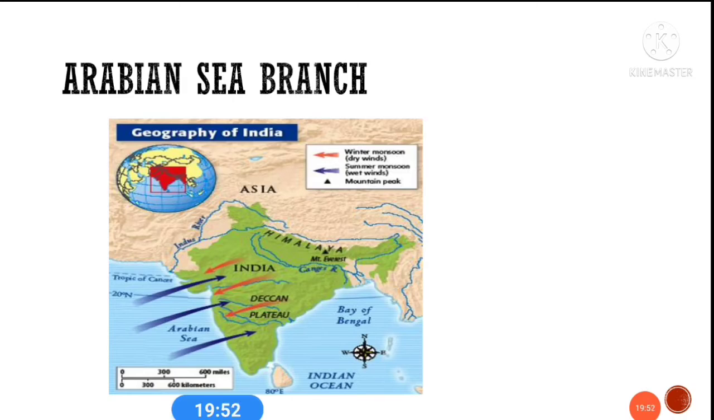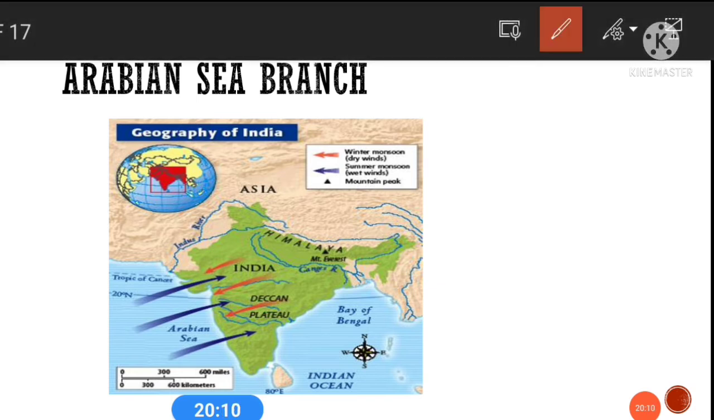States like Kerala, the first state to receive rainfall in this season. Very important to note, Kerala is the first state that receives rainfall due to the Arabian Sea branch. Now this rainfall decreases as one proceeds eastward. As you can see here, this is the Arabian Sea branch, and as it goes towards the eastern side, the amount of rainfall goes on decreasing.